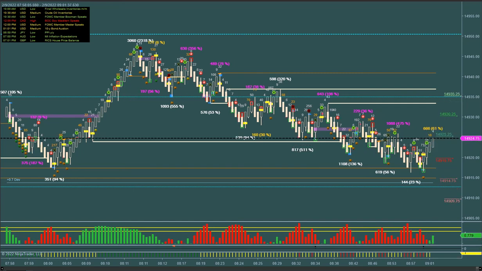Market's coming alive a little bit. Let's see if it cleans up its act, or if it's going to continue being a little bit of a mess for us.